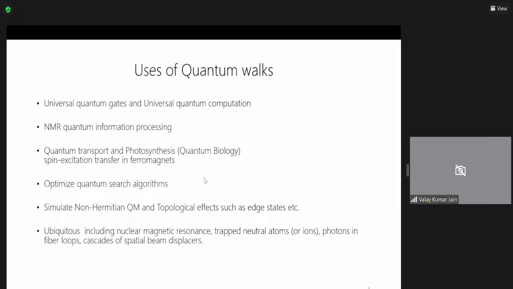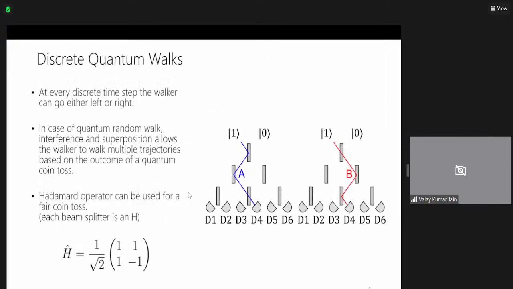You can simulate topological effects. So a lot of quantum simulations can be done using quantum walks. Edge state transport, etc. Very hot topics in research, for those of you who are interested. And the thing about quantum walks is that they are very ubiquitous. Their mathematical structure is so simple that it can be applied to several different types of physical systems, and therefore you can implement them using nuclear magnetic resonance, trapped neutral atoms, photons in fiber loops. You can use a cascade of beam splitters, etc. You can do all sorts of things. So let's talk about discrete quantum walks.